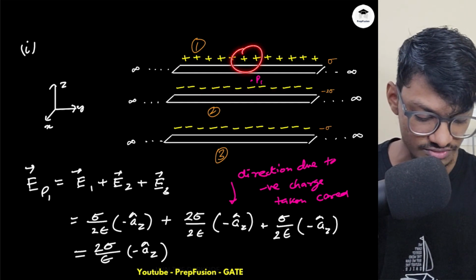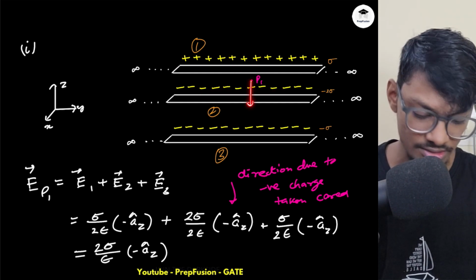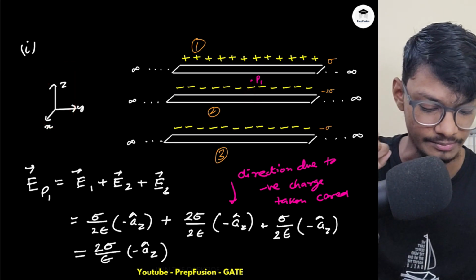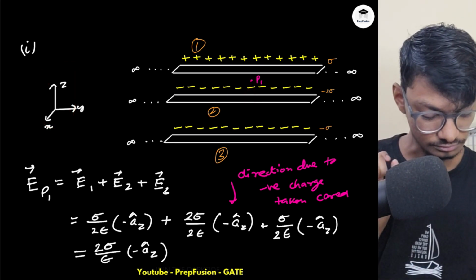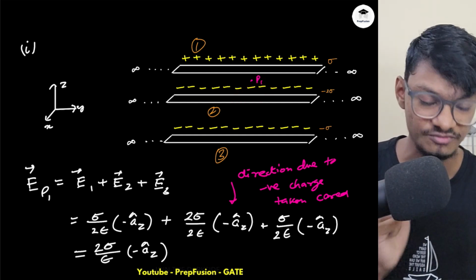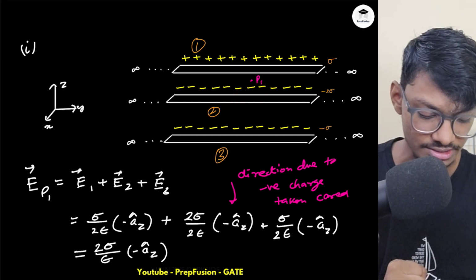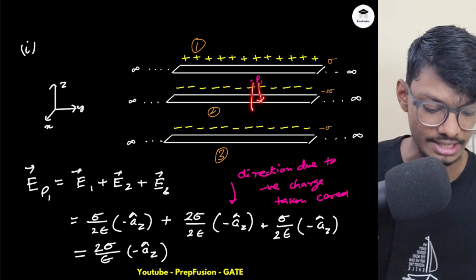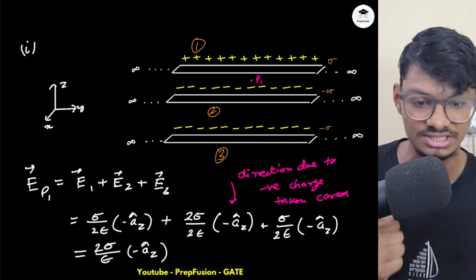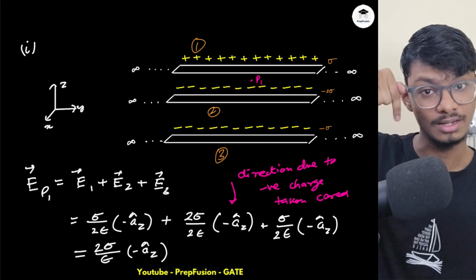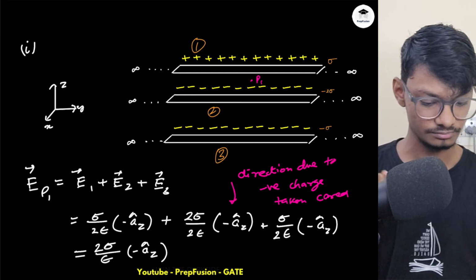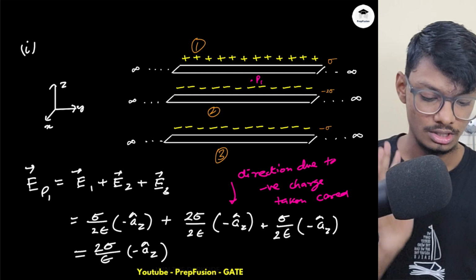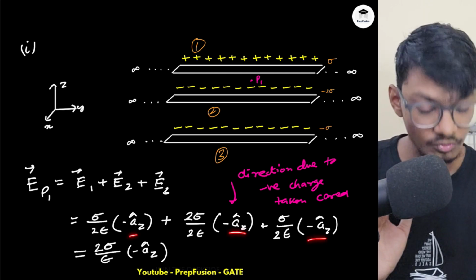So due to this positive charge, the electric field intensity at P1 will be in the minus AZ cap direction. This is the Z axis, minus AZ cap direction. The electric field due to this negative surface charge density will be in this direction because the field will terminate here. So it will be again minus AZ cap. Due to this negative surface charge density as well, this will be again in the minus AZ cap direction. I hope you got the point. Now everything is minus AZ cap, but what is the magnitude?